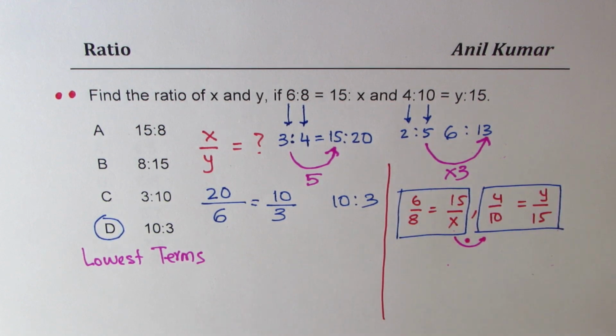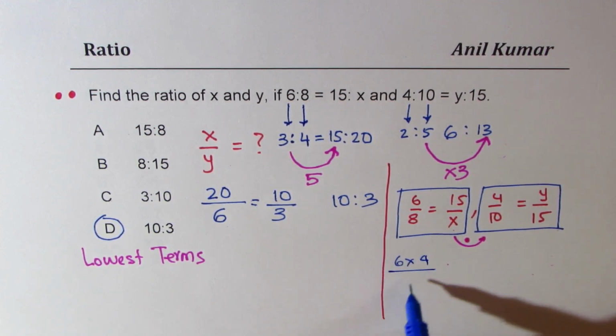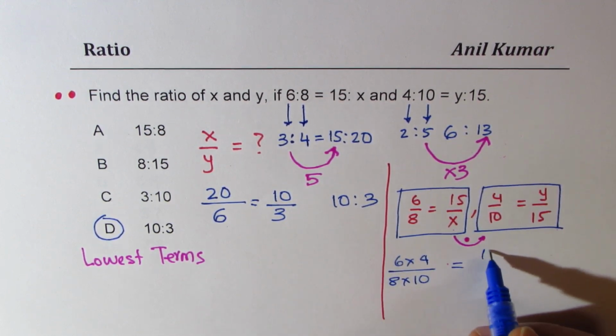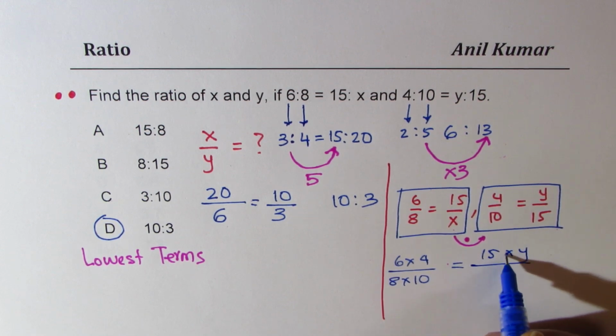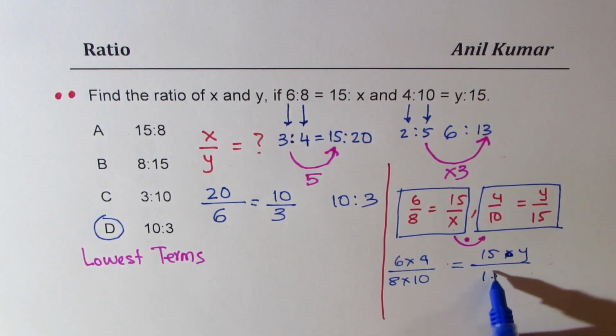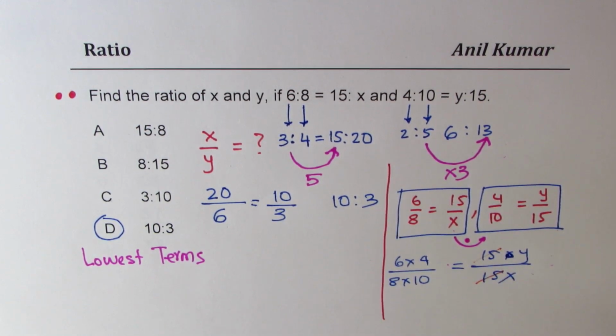So if I multiply them both, what happens? I get 6 times 4 and 8 times 10 on the left side. On the right side, I get 15 times y over 15 times x. Now here, 15 and 15 cancel. What are we left with?